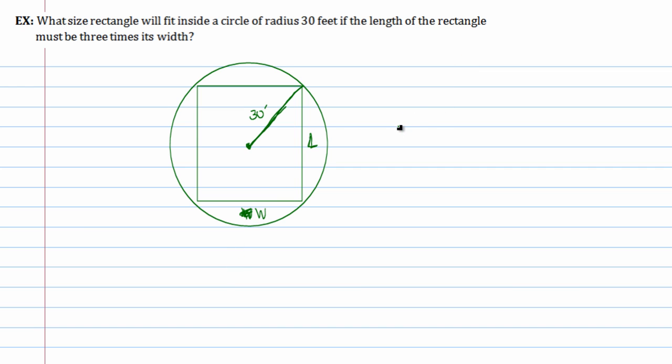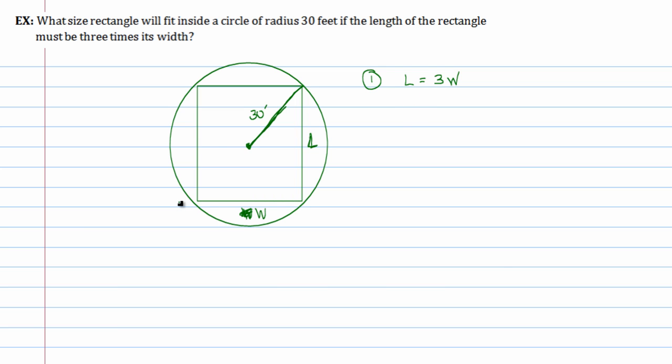Now I need to create some formulas. The first thing that pops into mind is just using the language of the problem itself. It says that the length of the rectangle must be 3 times the width. So length is equal to 3 times the width. Well, that's our first equation, but we need a second equation because we have two unknowns.